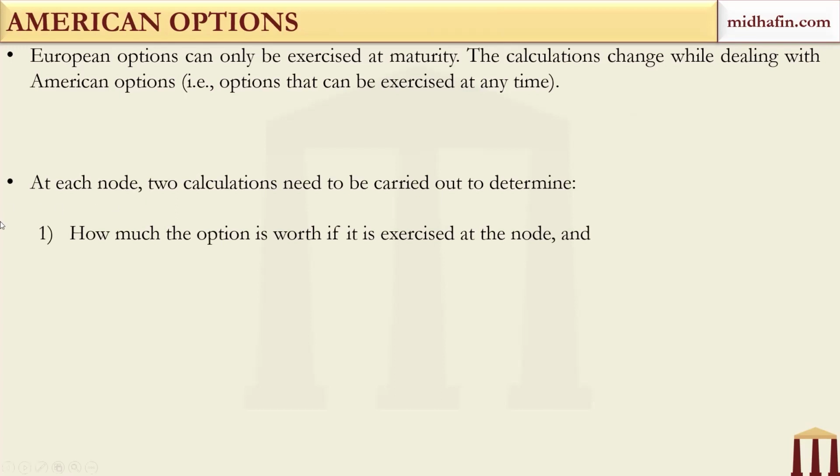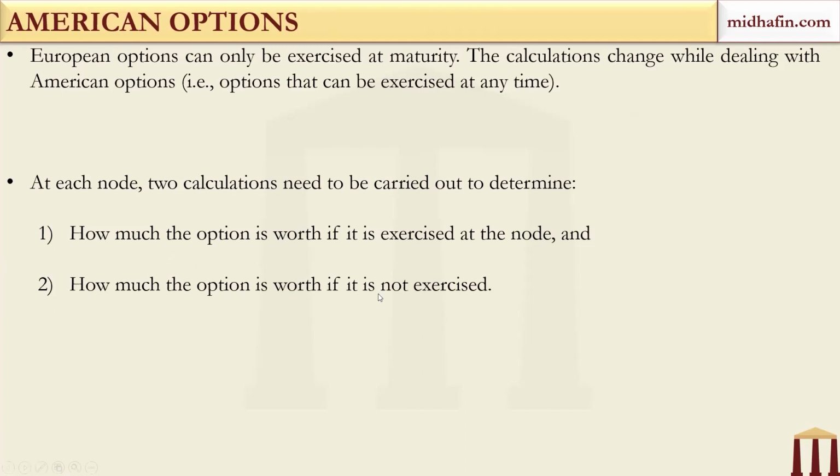At each of these nodes, you will first see what is the value if the option is exercised at that node, and second, what is the value if the option is not exercised. Not exercised means you will do backward induction and find the value. If the option is exercised, simply find the difference between the stock price and the strike price. It's an American style option, so it could be exercised. These two calculations are done, and then the greater of the two is taken as the option value.